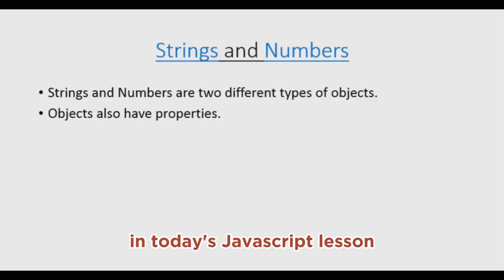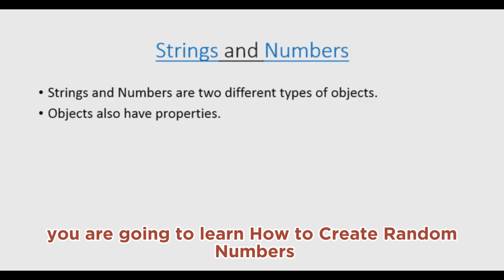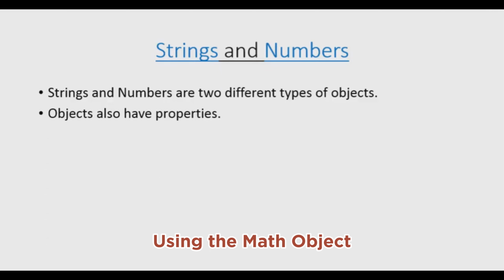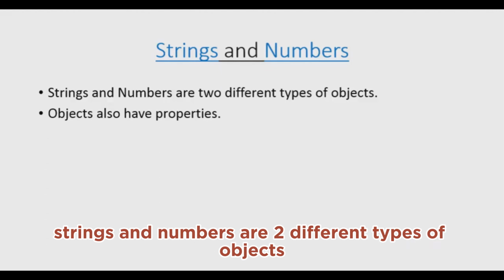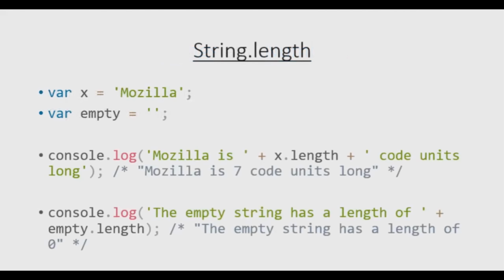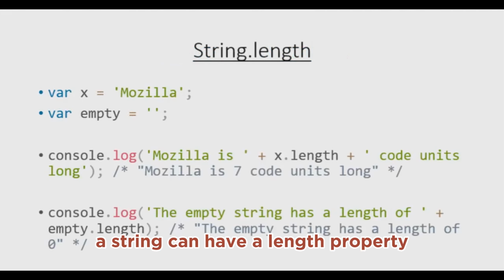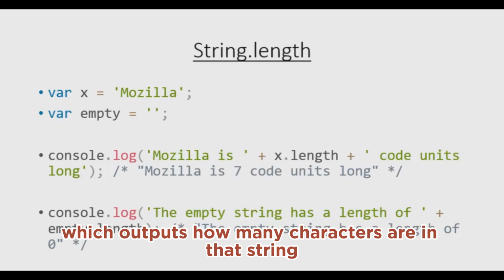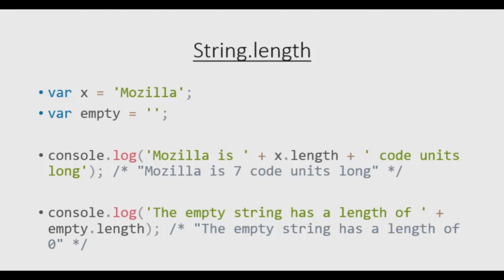In today's JavaScript lesson, you are going to learn how to create random numbers using the math object. So for reference, in case you forgot, strings and numbers are two different types of objects, and these objects have properties. For example, a string can have a length property which outputs how many characters are in that string.